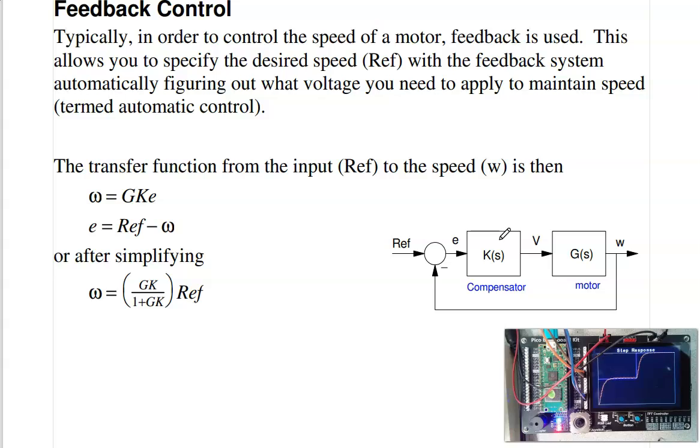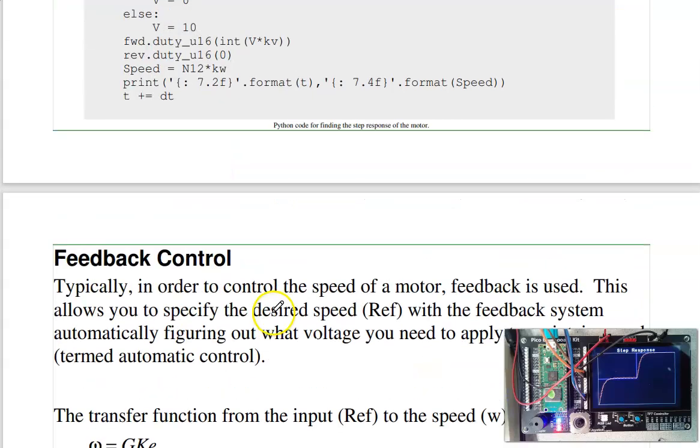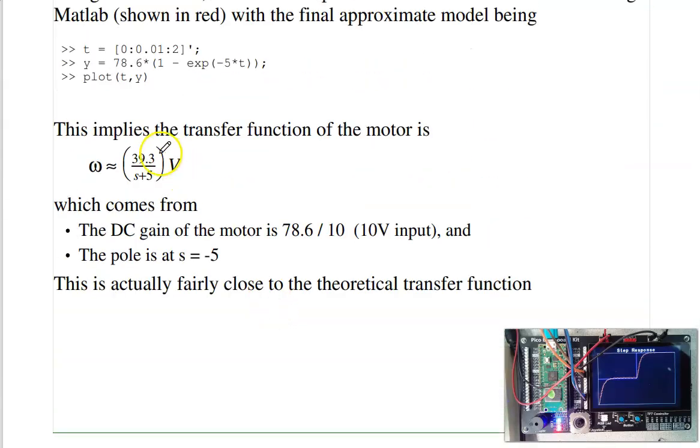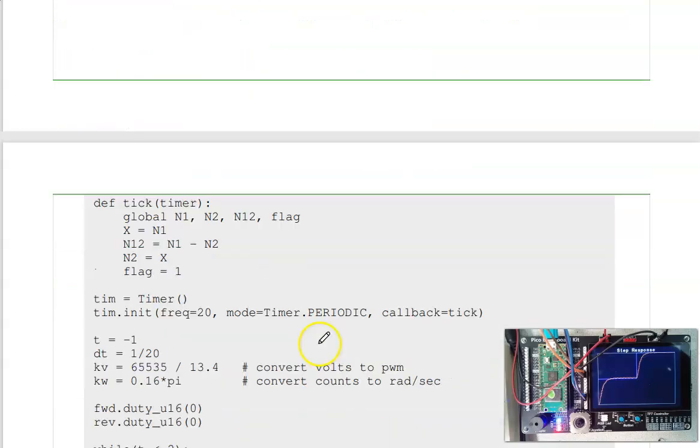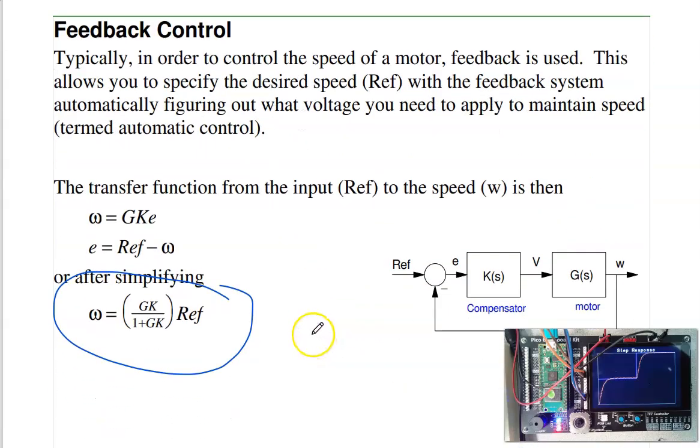Well, I can figure out what K of S looks like. I can figure out how the closed loop system behaves, doing some algebra. So the speed is G times K times the error. The error is reference minus speed. Doing some algebra, I get this as the transfer function. It's GK over 1 plus GK. Well, G, I know what that is. That is this guy. That's the gain of the motor. K is my compensator. That's free. I'm free as the design engineer to make that anything I want.